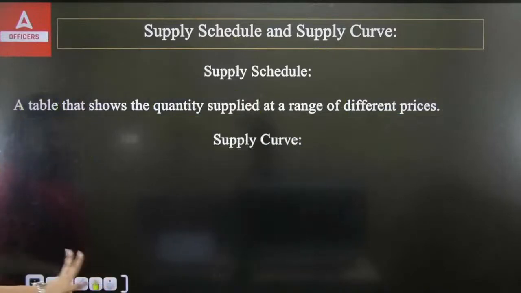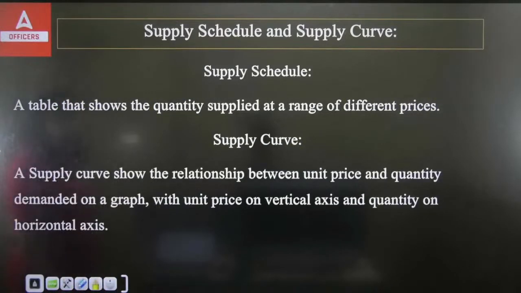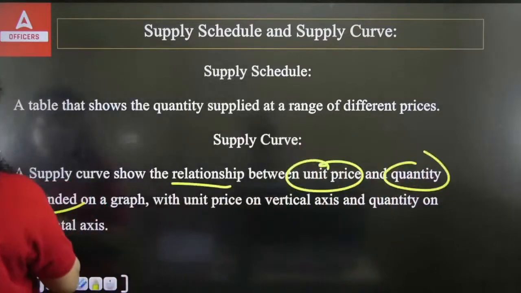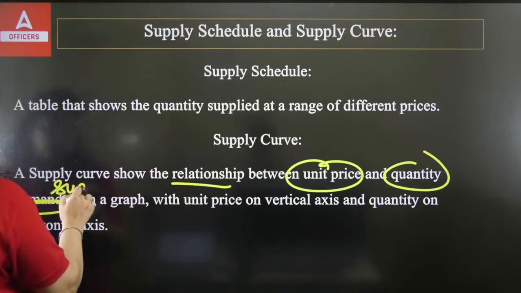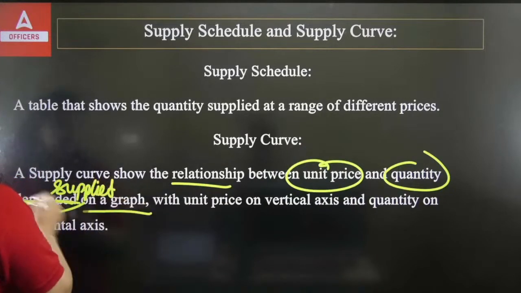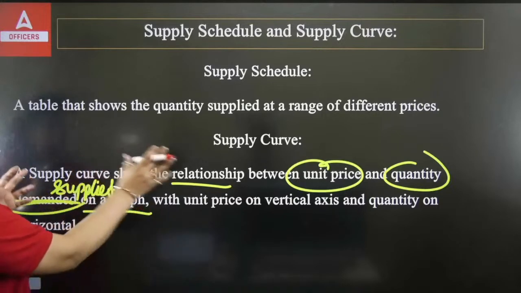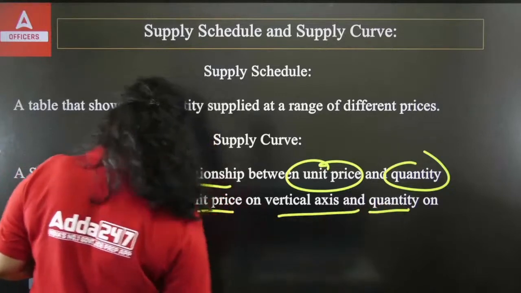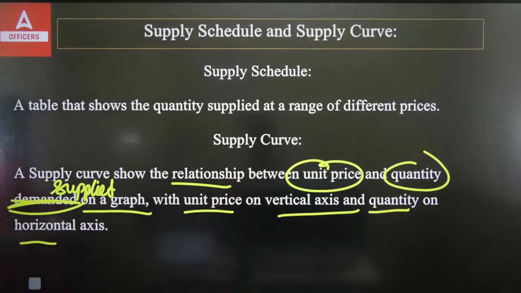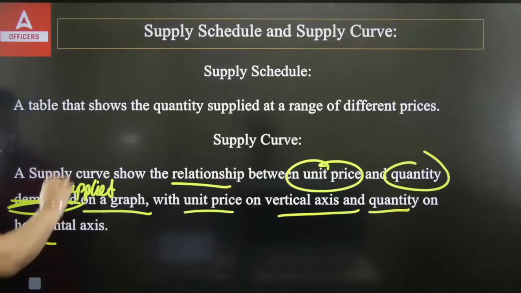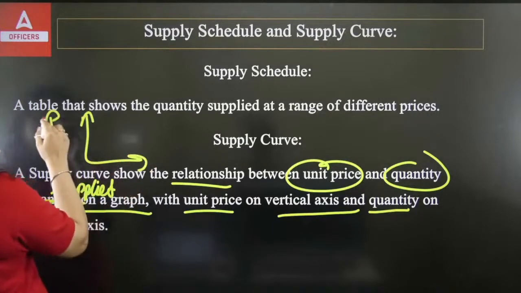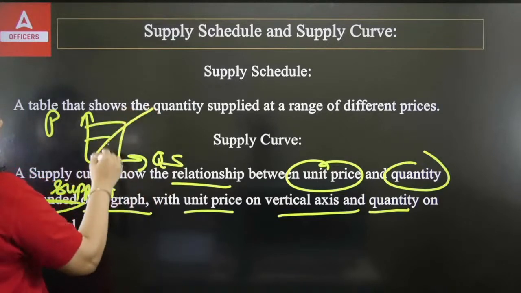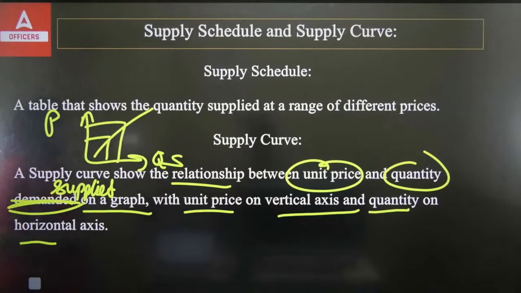Now what is supply curve? A supply curve shows the relationship between unit price and quantity supplied in a graph. Okay, so when on a graph you are representing the price and quantity supplied with unit price on the vertical axis and quantity on the horizontal axis, you will represent the relation between these two. That will be known as supply curve. So here the prices, here the quantity supplied. And when you show this relation between them, this is known as what? Supply curve. Okay.